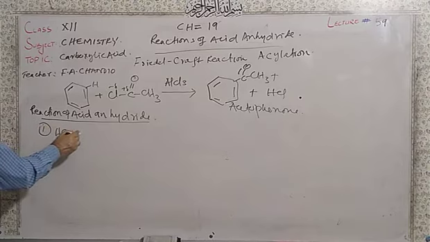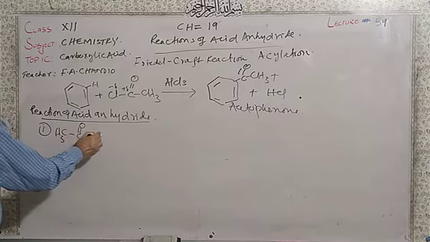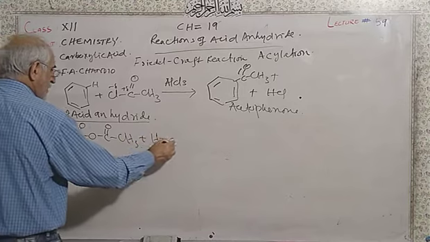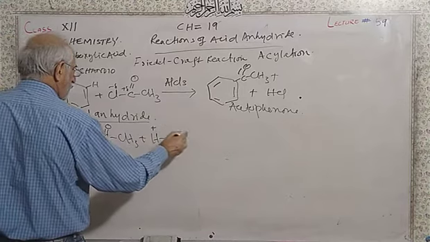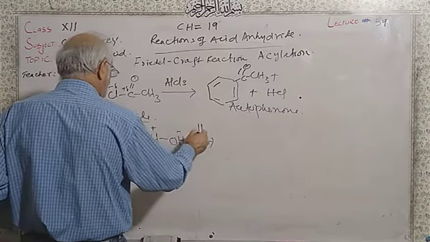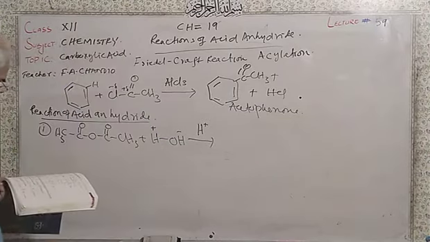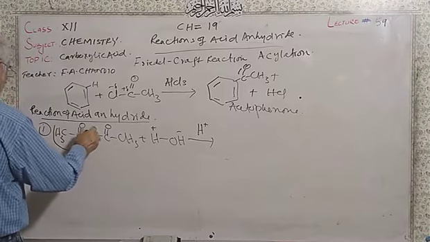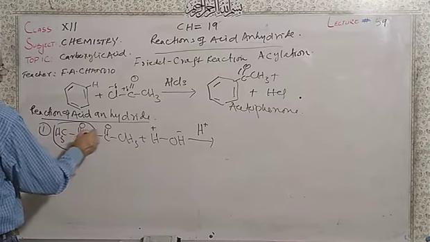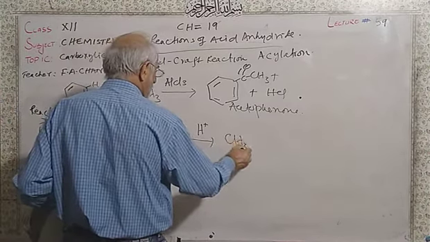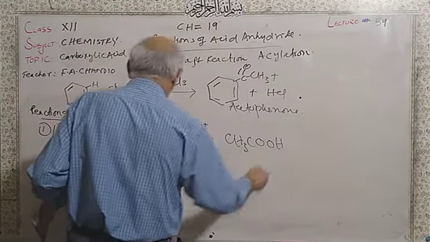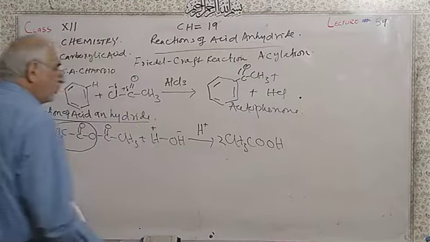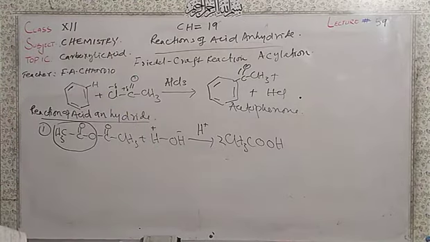I told you, this is the acid anhydride, and there is a hydrolysis in presence of acid. So what happens? The hydrogen will be combined, and you will get CH3COOH, carboxylic acid, and then another CH3COOH. You will get two molecules of carboxylic acid.